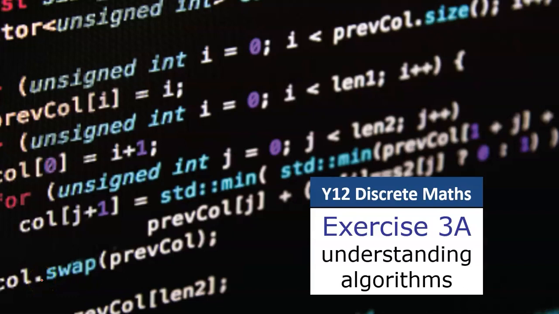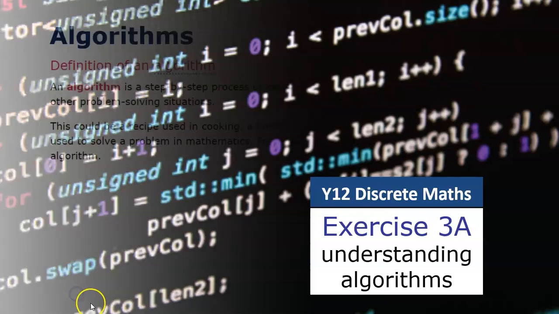Hello there, this is exercise 3A. This is another lesson from the series of lessons for Year 12 Discrete Maths for further maths. And this time we're going to look at algorithms, but not particularly individual types of algorithms. I want to look at the definition of an algorithm. So let's have a look at this.